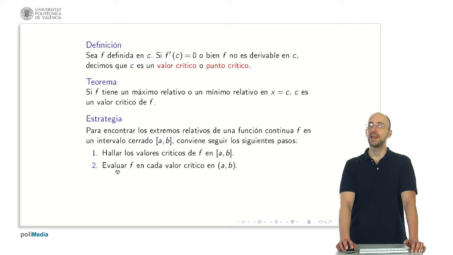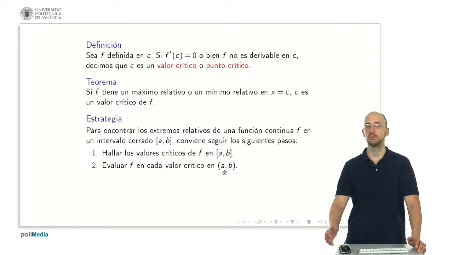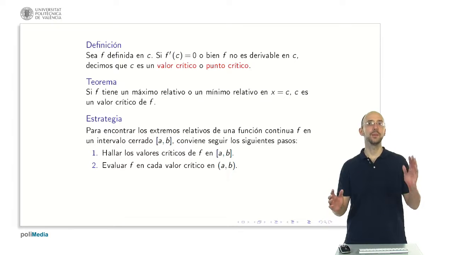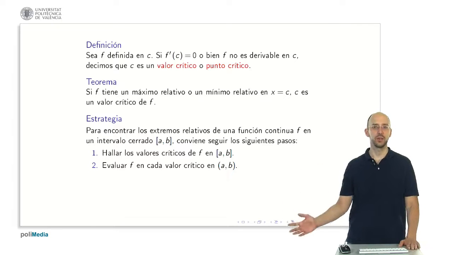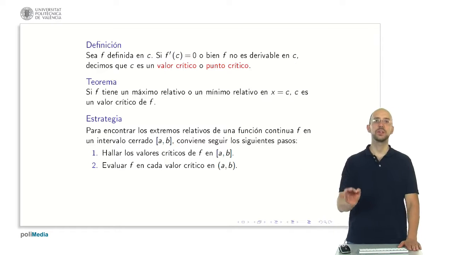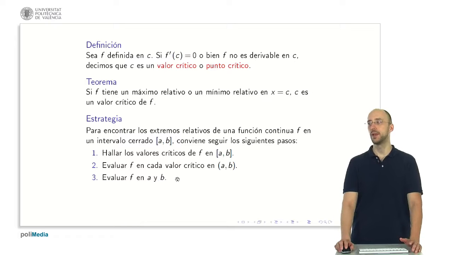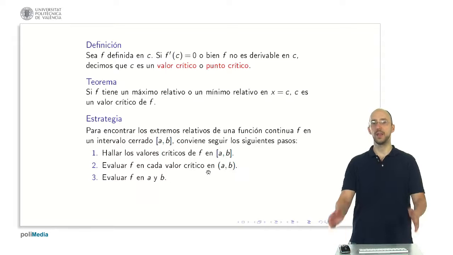Secondly, we'll evaluate the original function, not its derivative, at every critical value acquired in the first step. Additionally, we'll ensure that these values lie within the open interval a to b. In other words, if the critical point is 400 and our interval was from 1 to 2, that value won't be considered. We focus solely on the critical values that fall within the open interval. The third step involves evaluating the function at the boundaries of the interval, so we use the critical values that fall within and the endpoints of the interval.